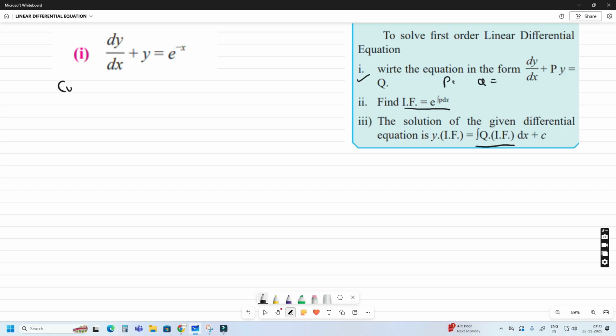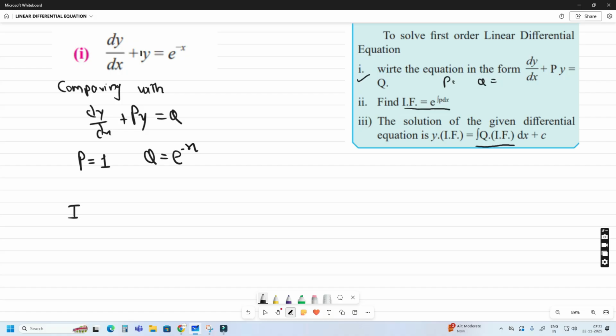So we will write here, comparing with the linear differential equation form dy by dx plus py is equal to q. तो y के साथ यहाँ पर कुछ नहीं है, तो that is 1. So we can say that the value of p is equal to 1 and the value of q is equal to e raised to minus x. Okay, now we move on to the next step, to find out the if, that is the integrating factor.